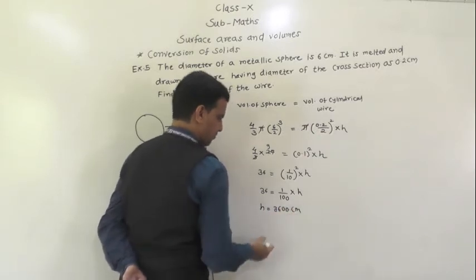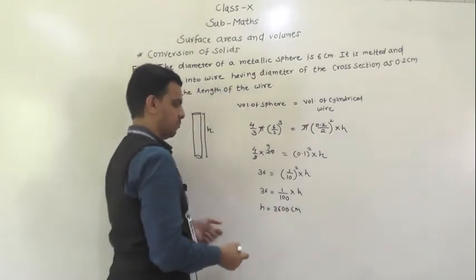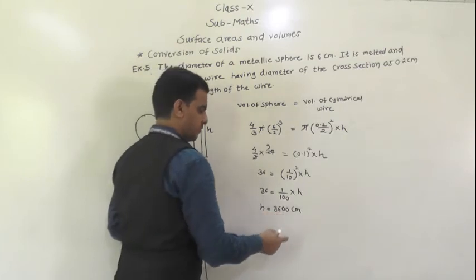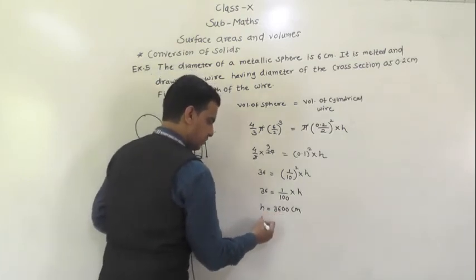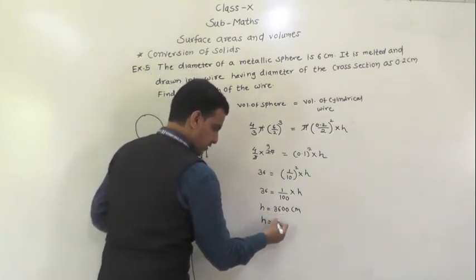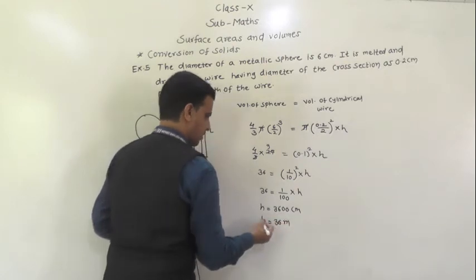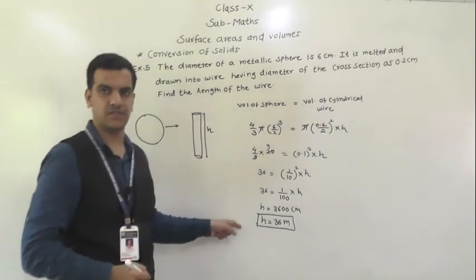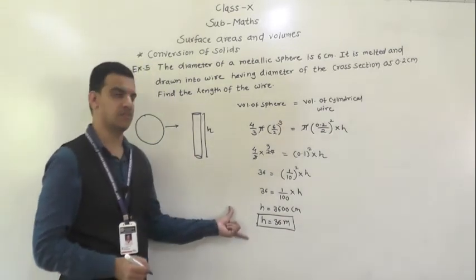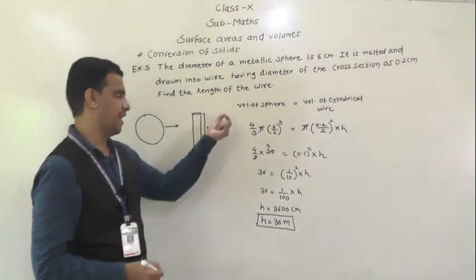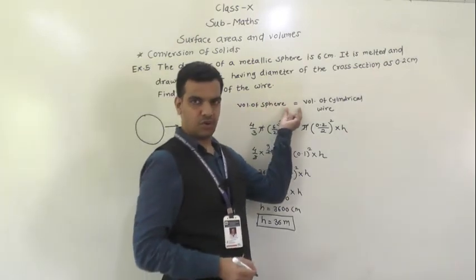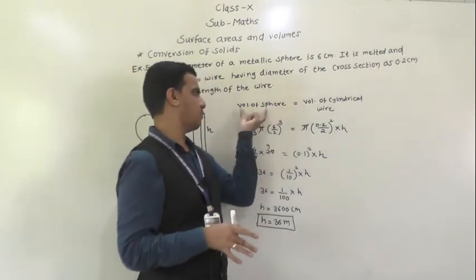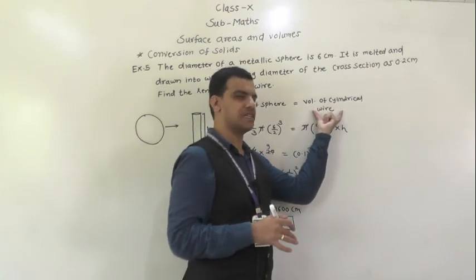So 36 into 100, so h is equal to 3600 centimeter. Okay, if we convert into meter, we know that 1 meter is equal to 100 centimeter. So h is equal to 36 meter. So the length of the wire is equal to 36 meter. Here we directly equate the volume of the two objects. The volume of the sphere is equal to the volume of the cylindrical wire.